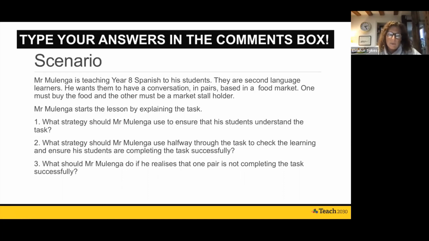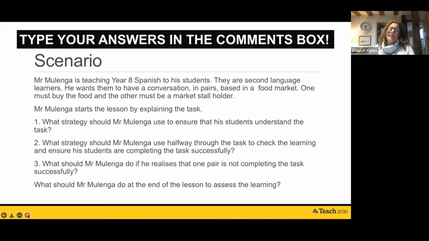I would say if Mr. Malenga realizes that one pair is not completing that task successfully, for a start, he should make sure he spends time with that pair. But I wonder also if you could get another learner to come and explain what they have to do, to ask some questions. He could ask the questions of his learners to try and unpick where it is they have got stuck. He could say to them, tell me what you've done so far, and why did you do this, and why did you do that? And hopefully that would help them identify where the errors were.